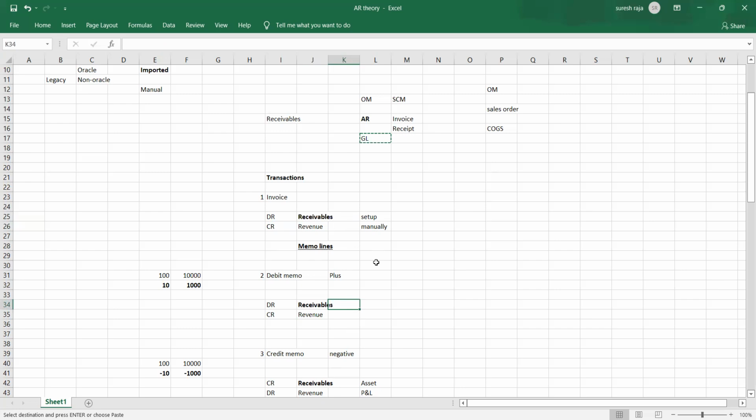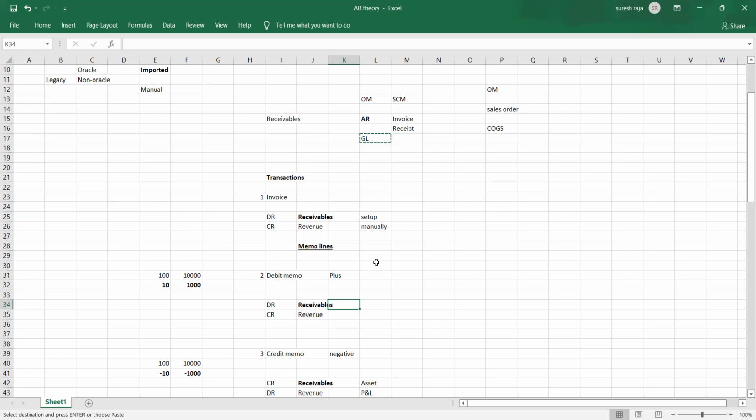Sir, actually, the customer needs additional goods, so we create this debit memo. For example, first the customer ordered 100 quantities, so we processed for those 100 quantities, and again they need an additional 100 quantities, so we create this debit memo.